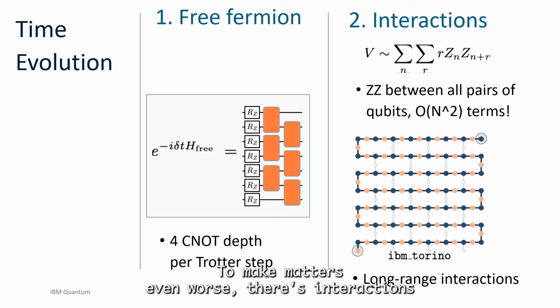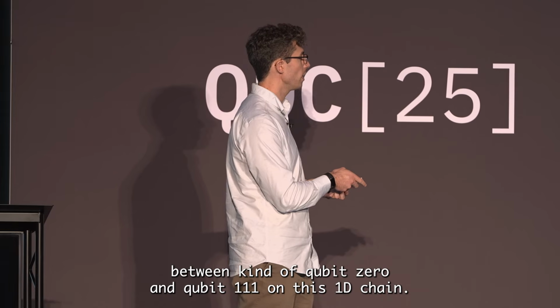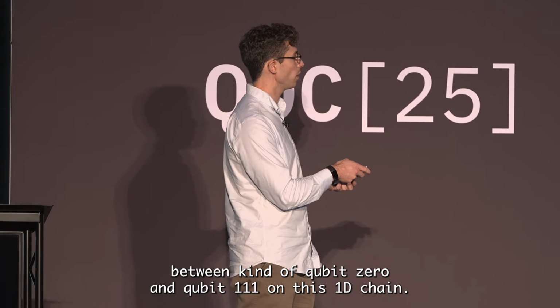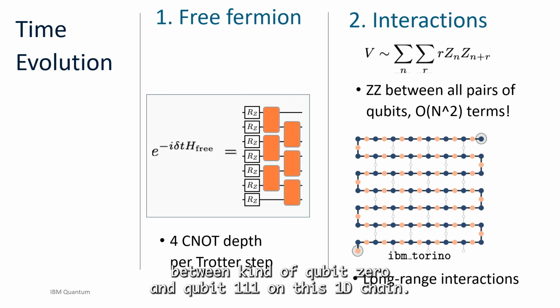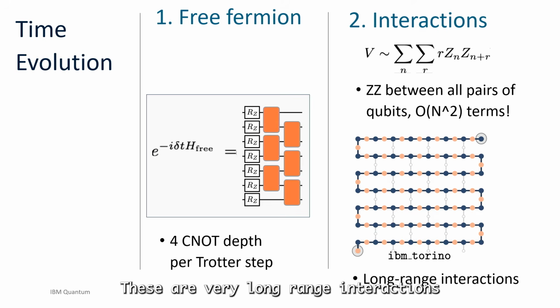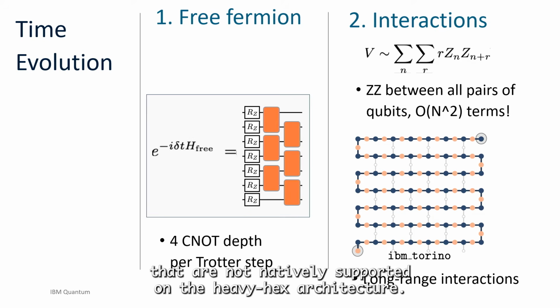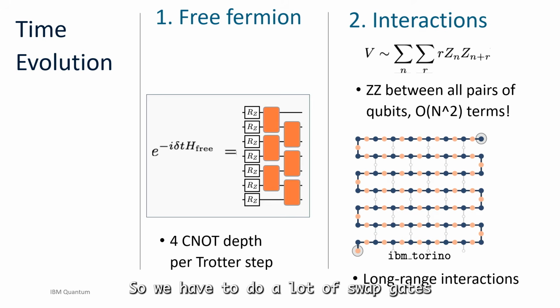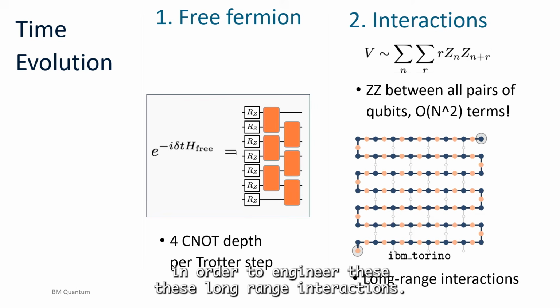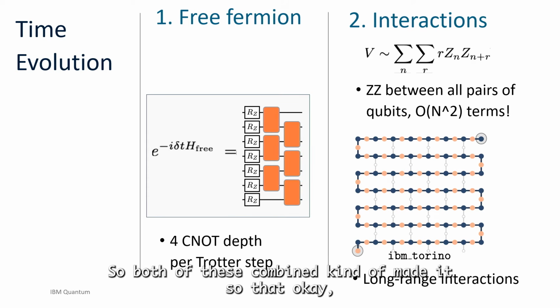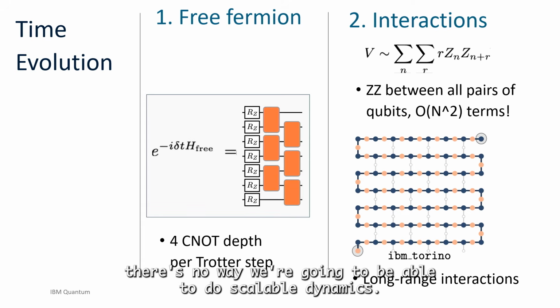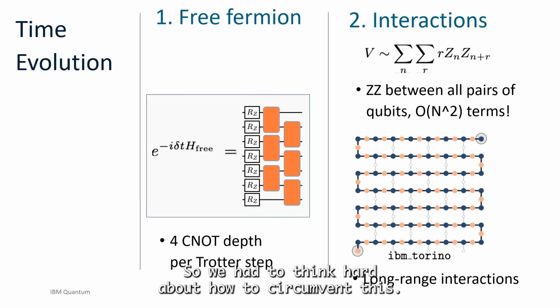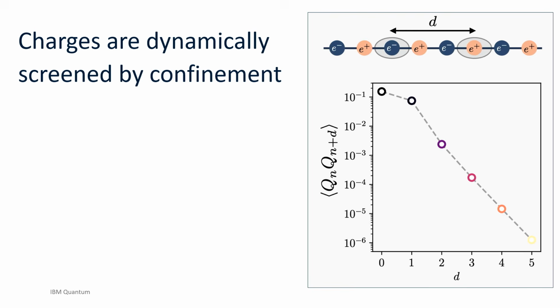To make matters even worse, there are interactions between qubit 0 and qubit 111 on this 1D chain. These are very long-range interactions that are not natively supported on the heavy hex architecture. So we'd have to do a lot of swap gates in order to engineer these long-range interactions. Both of these combined made it so that, okay, there's no way we're going to be able to do scalable dynamics. So we really had to think hard about how to circumvent this.